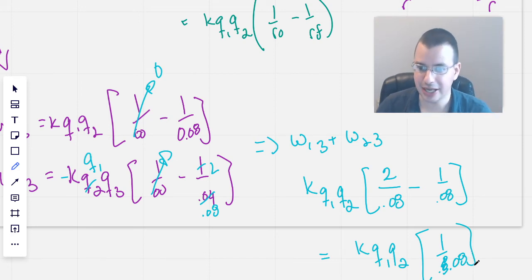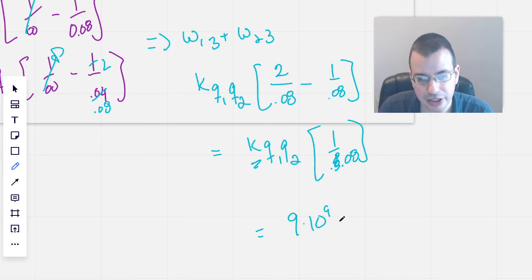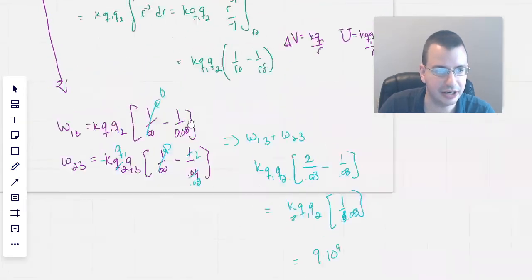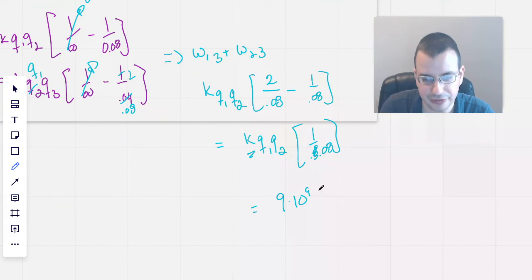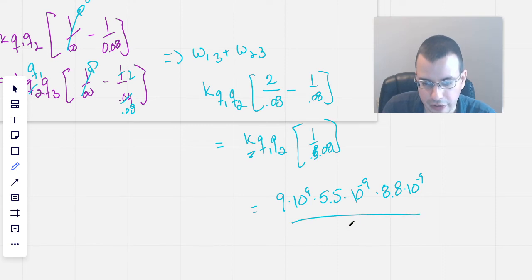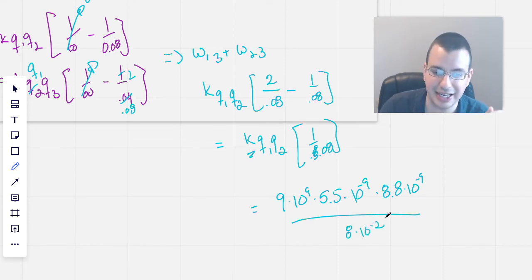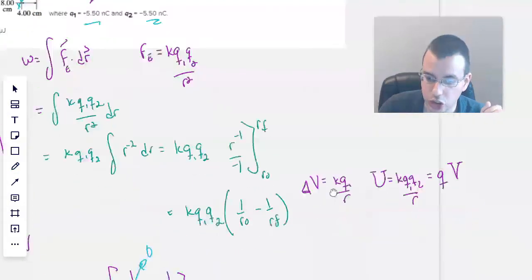Okay, now I'm going to write this out in some sort of giant mathematical equation. k, that's Coulomb's constant, so that's 8.99. I'm going to round that to 9, times 10 to the 9th, times Q1, I'm going to have to look at what that is again. I think it's 5.5 nano, so 5.5 times 10 to the negative 9th, times 8.8 times 10 to the negative 9th, again nano, all over 8 times 10 to the negative 2nd meters, 0.08. Look real quick again, 8.8 nano, got it, good.